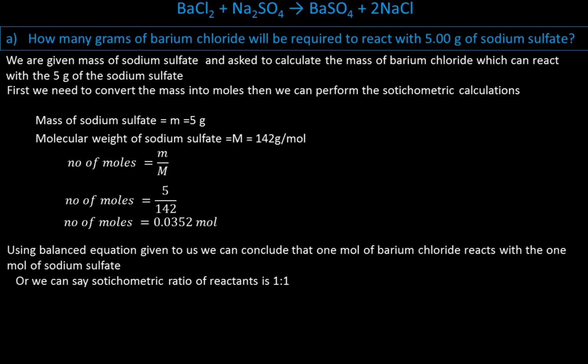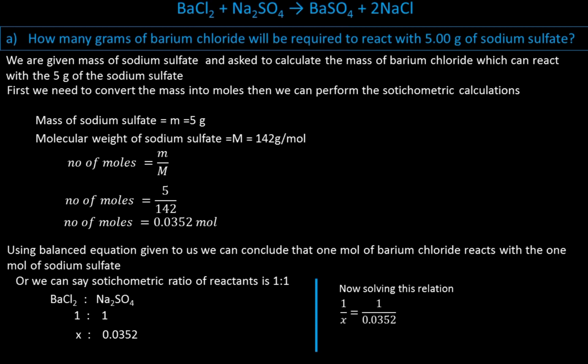Now first we need to look up the stoichiometric ratio of barium chloride to sodium sulfate. As we can easily see from the equation, if we have 1 mole of barium chloride, then we need only 1 mole of sodium sulfate. So here we have the required stoichiometric ratio 1:1. So if we have 0.0352 moles of sodium sulfate, then what would be the barium chloride required? This one we call X, and performing our calculation further, we have 1 over X equal to 1 over 0.0352. Now using cross multiplication we get X equal to 0.0352 moles.